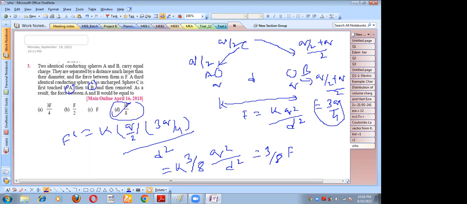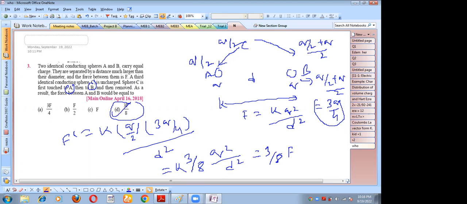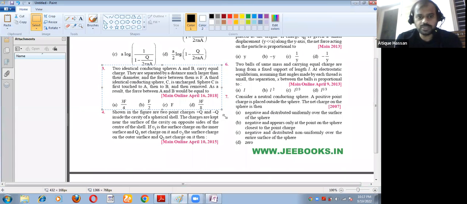Yes, sir. Generally what we do, generally we take q by 4, but we don't have to take half of that. We have to take q by 2 plus q by 2. Getting my point? Yes, sir. So this is the thing how we should proceed. Let us do one more question based on that.